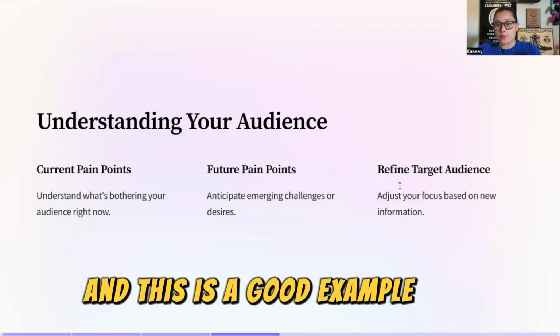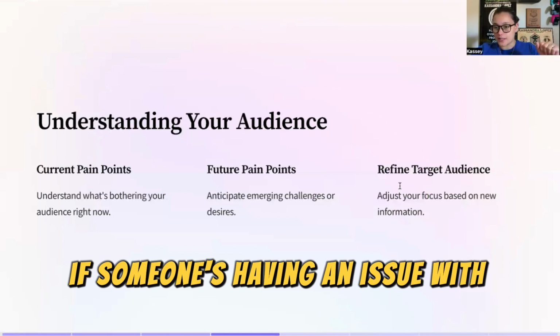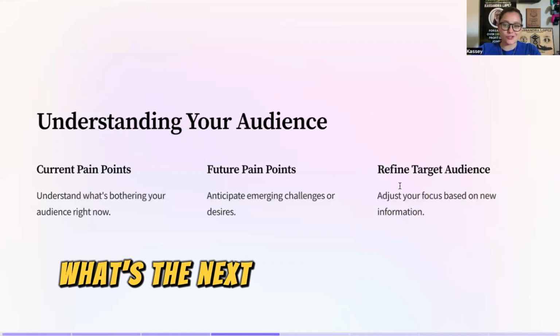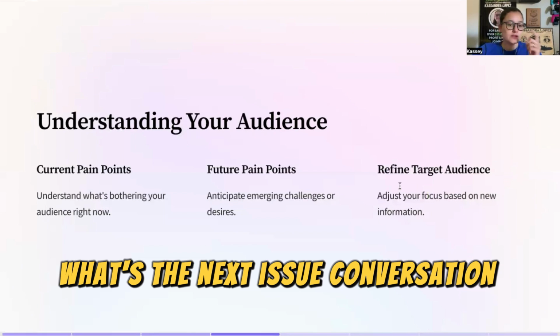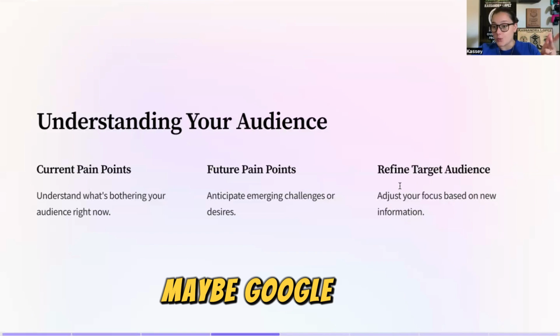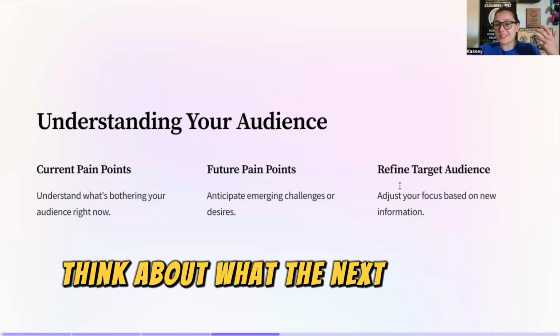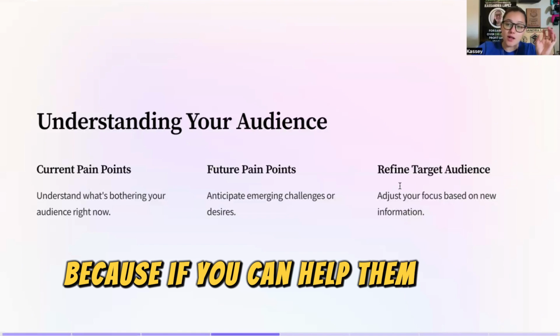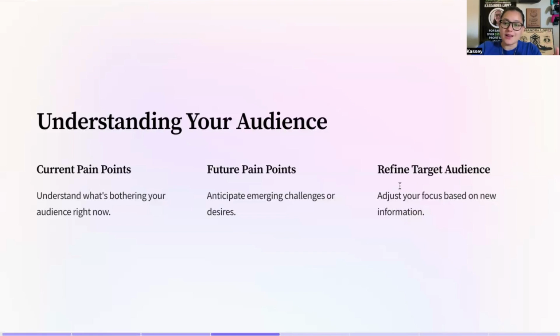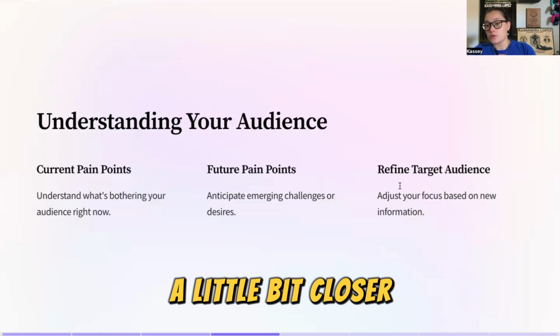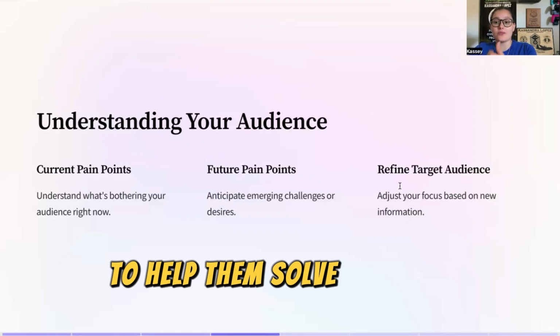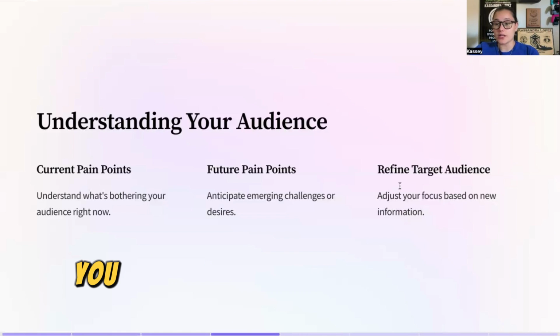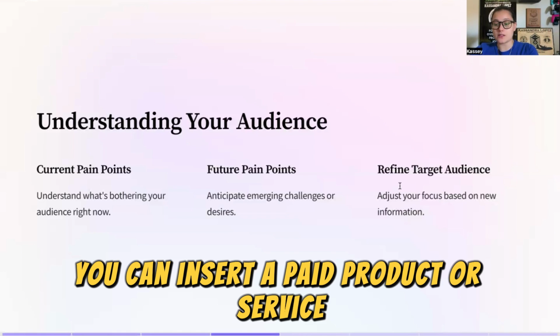And this is a good example of it. If someone's having an issue with leads, what's the next issue? Conversation, sales calls, maybe Google Docs. Think about what the next problem is going to be and anticipate it. Because if you can help them solve their current pain point, they're going to want to work with you a little bit closer to help them solve the next pain point, right? And this is when you can insert a paid product or service.